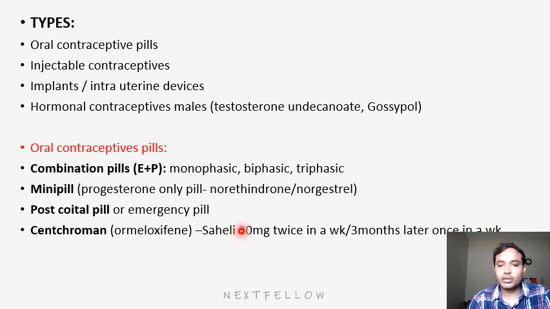This drug will be given as 30 mg twice a week for 3 months. After that we will go with once a week. So this is used as a contraceptive. It was mainly developed for DUB, dysfunctional uterine bleeding, but it also has contraceptive property. That's why we are using it, and the main thing is the name Saheli. Saheli means centchroman, ormeloxifene. It is a selective estrogen receptor modulator, SERM.